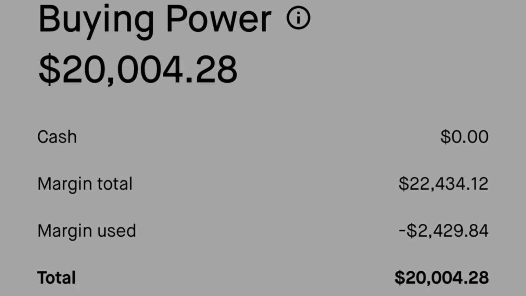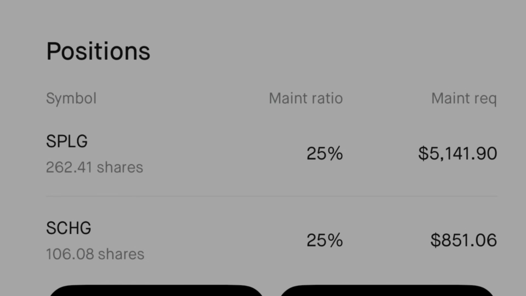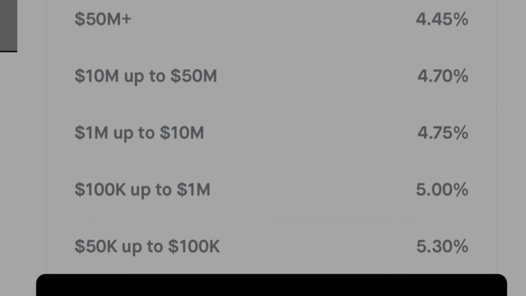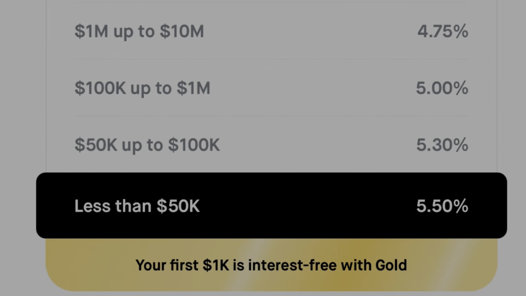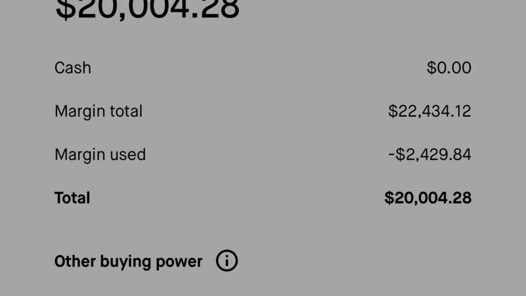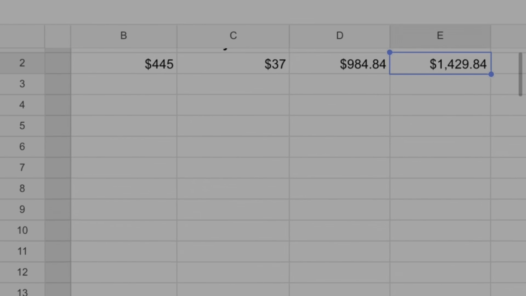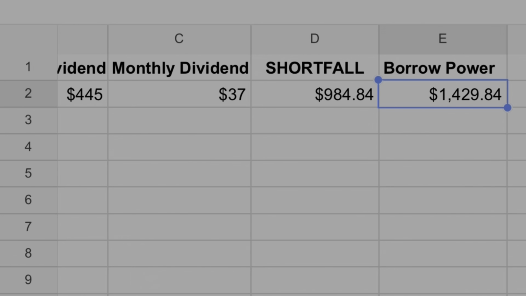As of now, according to Robinhood, I'm using $2,429 of margin. But in reality, since I have Robinhood Gold, the first 1,000 is technically interest free. So basically, I only owe $1,429 of this margin, not the total 2,000. So like I said, I already have Robinhood Gold, which they let me use up to 1,000 interest free. So my buying power in reality is $1,400.